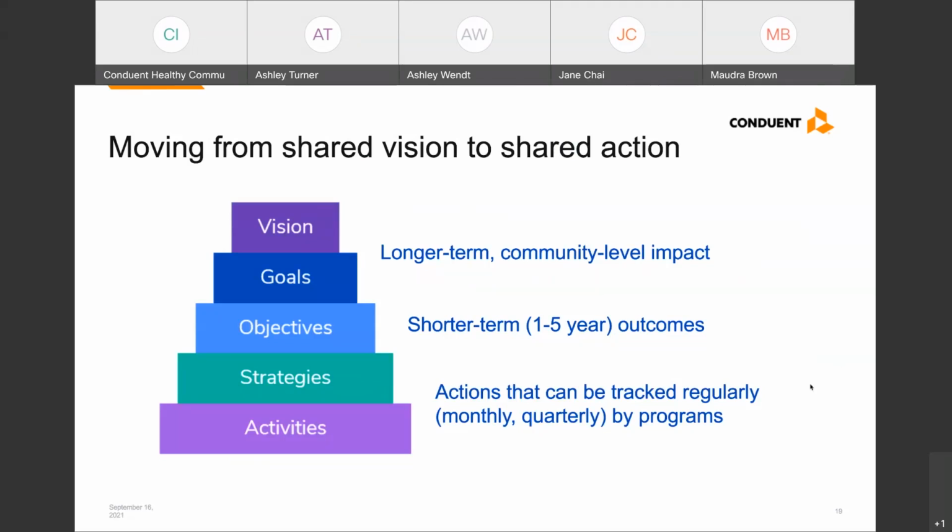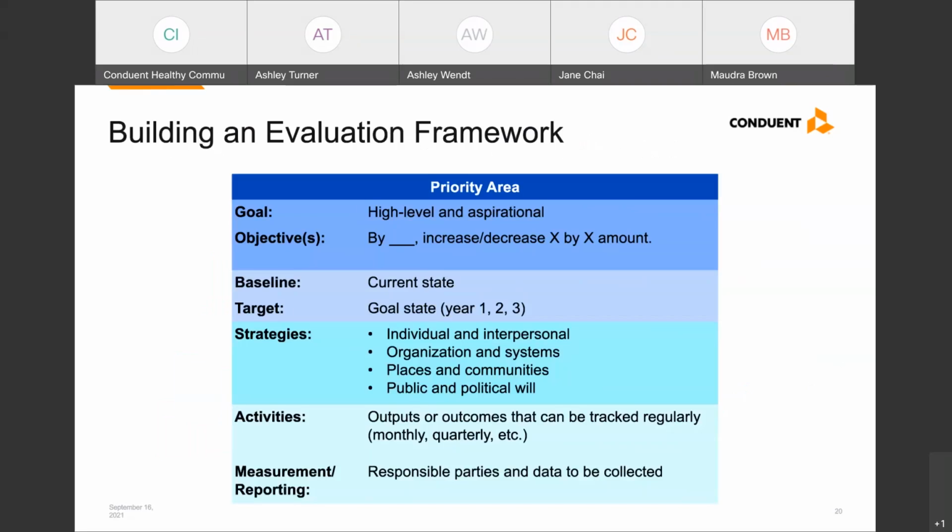Here's an example of an evaluation framework for one priority area with the elements we just discussed. A high-level aspirational goal, measurable objectives indicating baseline and targets, types of strategies to include, activities to be tracked, and reporting structure indicating responsible parties and how data will be collected. Having this type of framework will also help you move forward in tracking your activities and objectives, which Jane will talk a little bit about later.